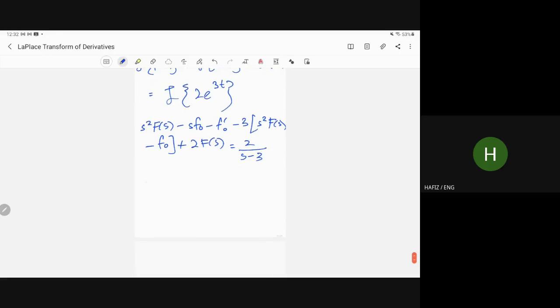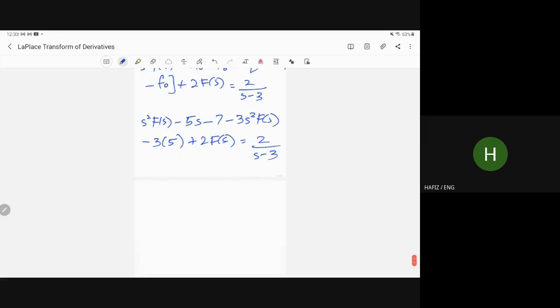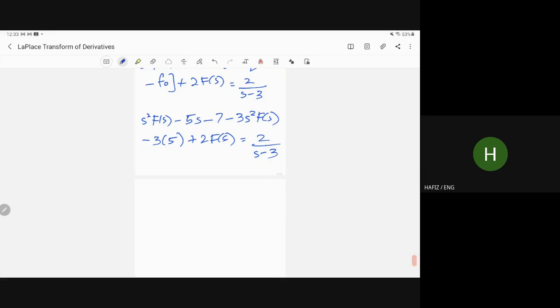Okay, and then this one you already know what is f(0), so 5s minus 7 minus 3 s F(s) minus 3 f(0). f(0) is 5, plus 2F(s) equals to 2 over s minus 3. So you can put all of the F(s) on one side.